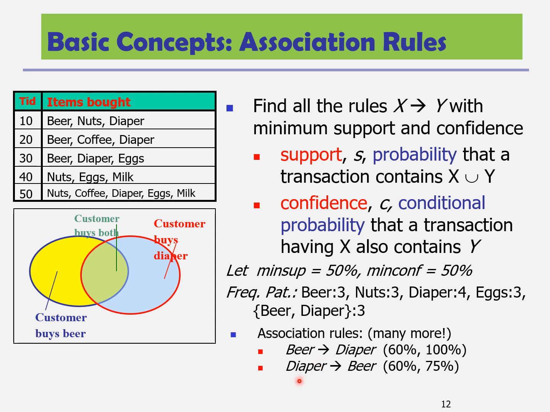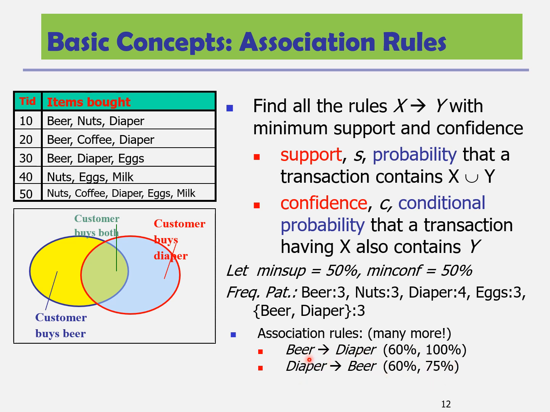And we also have the diaper and beer. In this case, the support was 60% and the confidence for diaper is actually 75%. So these are the only rules. We have many rules, but these are the only rules that we're going to use because they satisfy the minimum confidence. Now let's see why those are different. Why beer implying diaper will have 100% confidence while diaper implying beer is actually having only 75%.